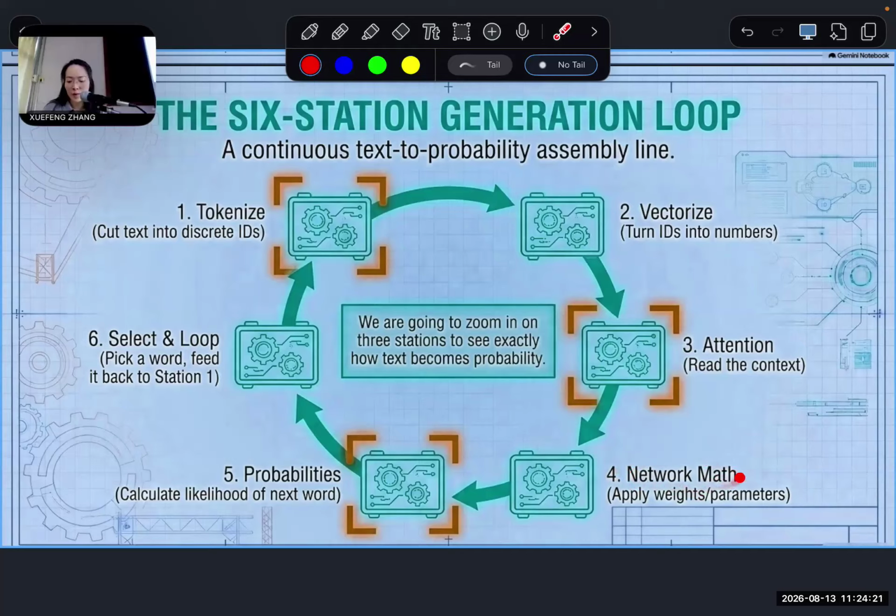And the next step is network math, okay? So they apply weights, the model's learned parameters. And then they evaluate, calculate the probability, all right? Calculate the likelihood of each possible next word. The last step, select and loop, all right? They pick a word, feed it back into step one, and repeat this cycle. But today we'll zoom in on three of these stations to see exactly how text turns into probability.